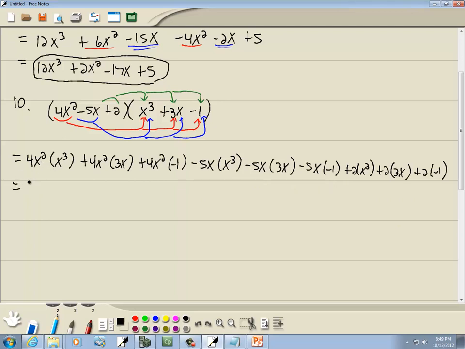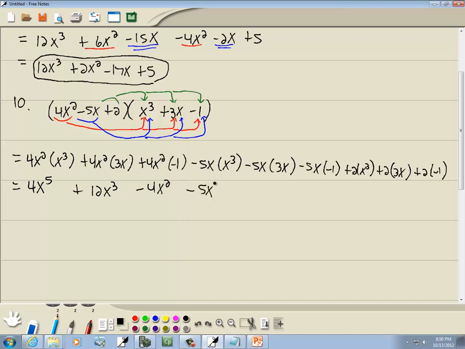4x squared times x to the third. 4 carries along, x squared times x to the third. You add the exponents. 2 plus 3 gives us 5, so we got x to the fifth. Plus 4 times 3 is 12. X squared times x. This is like the first power, so we add the exponents. Now it gives us 3. 4 times negative 1 is negative 4x squared.